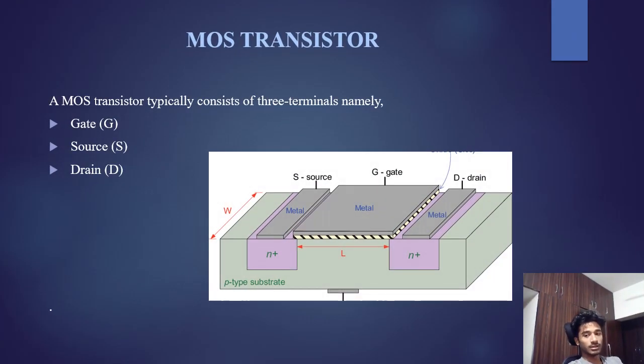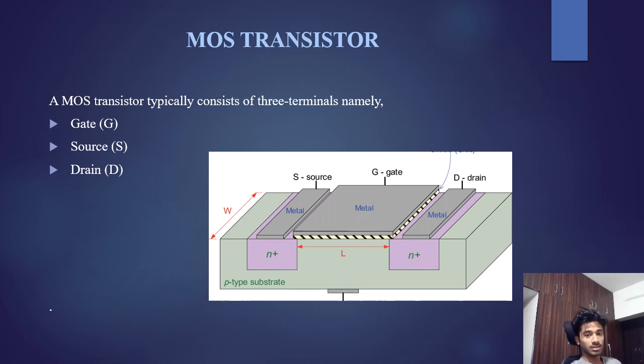Before jumping into the topic, let me explain the basics. MOS transistors are of two types, NMOS and PMOS. NMOS transistor consists of a trivalent substrate, and PMOS transistor consists of a pentavalent substrate.